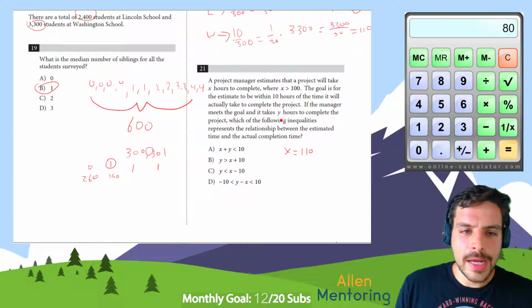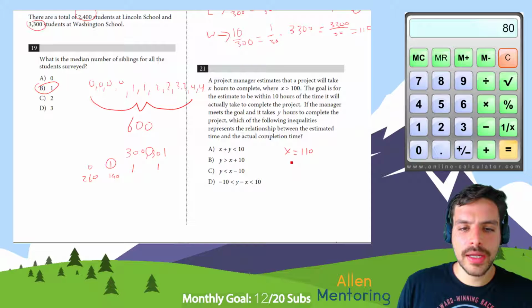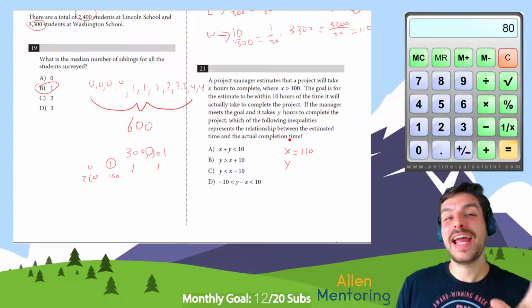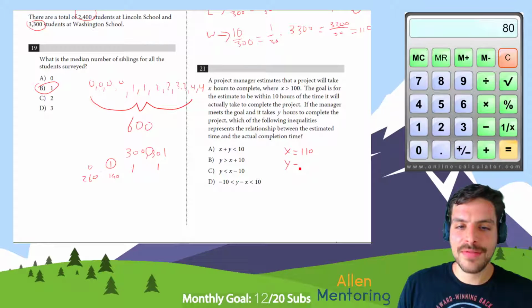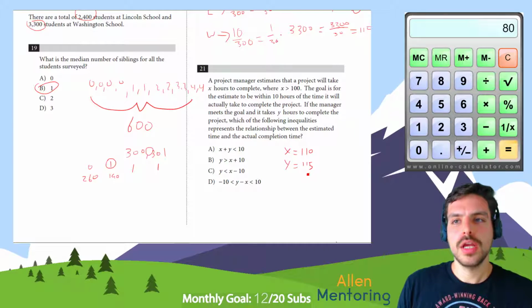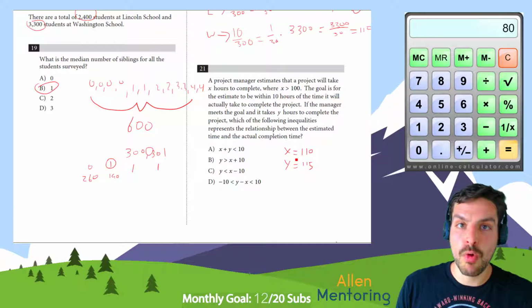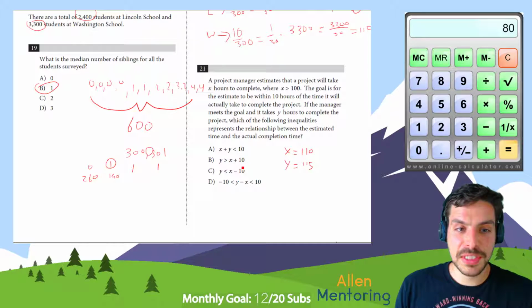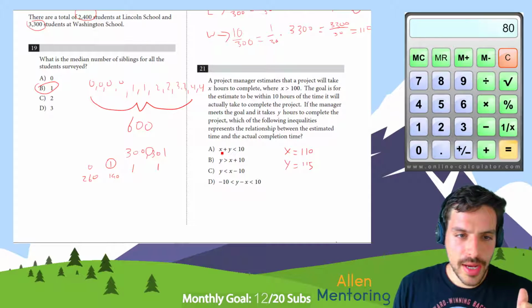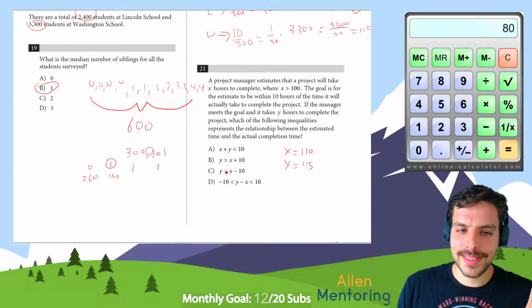And Y is the actual time that it takes to complete the project. So Y, and we know that it has to be within 10 hours. So let's say it took about 5 hours longer than expected. So Y is equal to 115. So these are 2 numbers that we picked for X and Y that could be realistic. So let's see which one of these 4 choices actually works for these numbers. A, X plus Y is less than 10. We know that's not true. These are pretty big numbers.